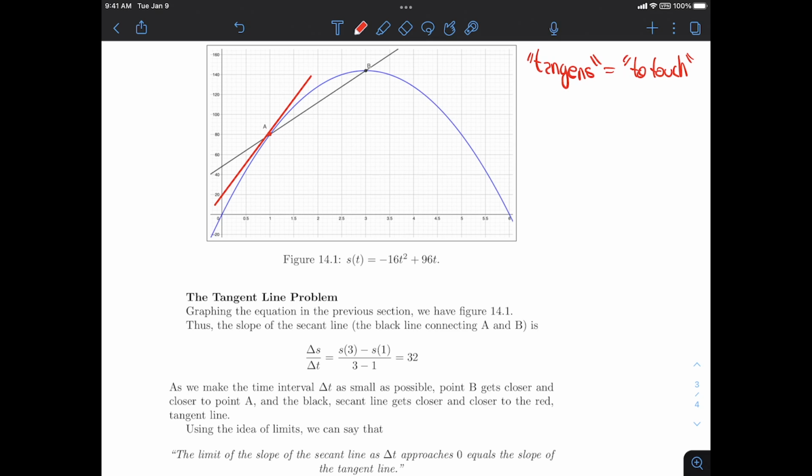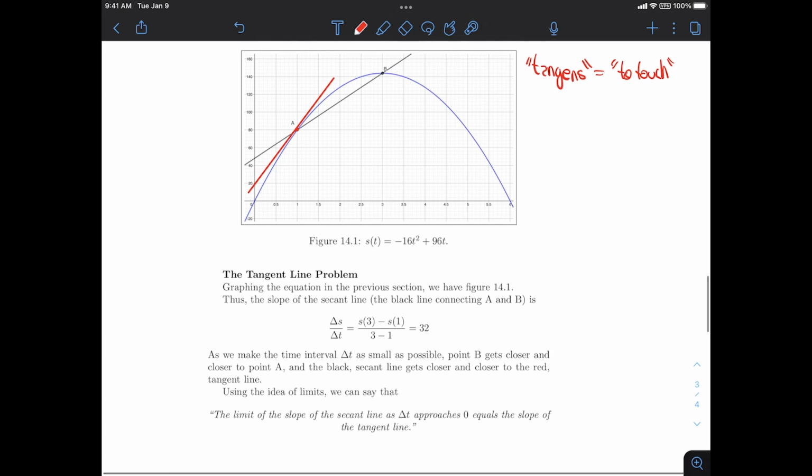We have a point for it already, and we want to know the slope of that line. Because if we do, since we already know a point, then we can find the equation, let's say the point-slope equation, of that red line right there.